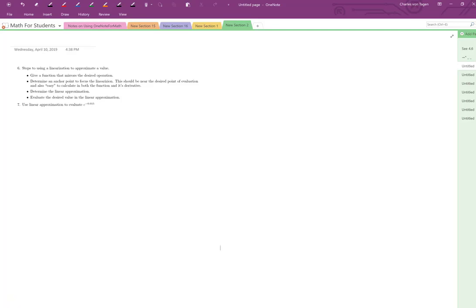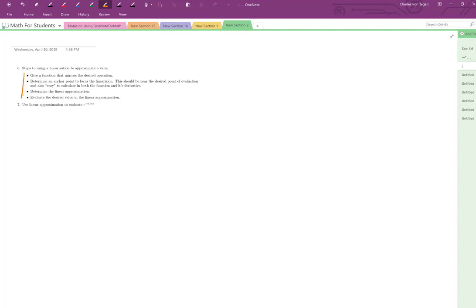Okay, folks, in part two, I'm going to keep working with linearization. Here I've given you the steps for doing linearization, and I'm going to apply these steps to the next two problems. I'll let you pause the video and read through them.